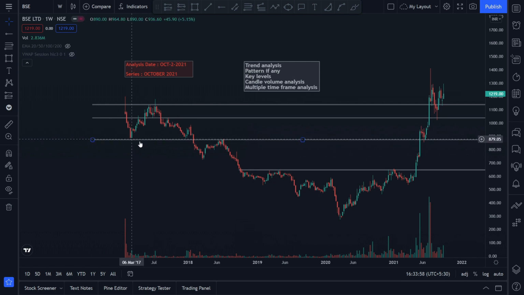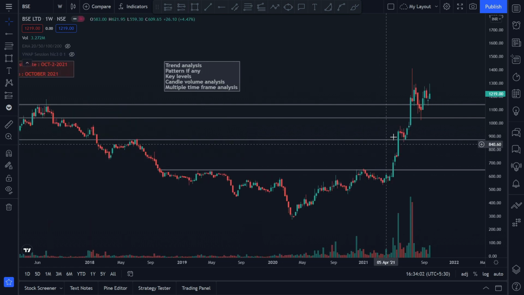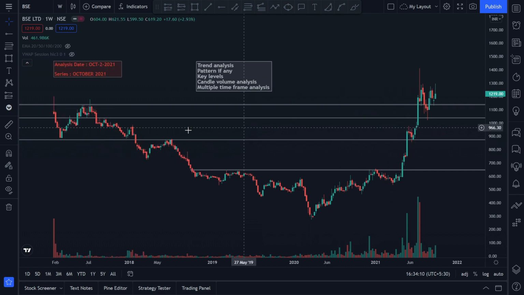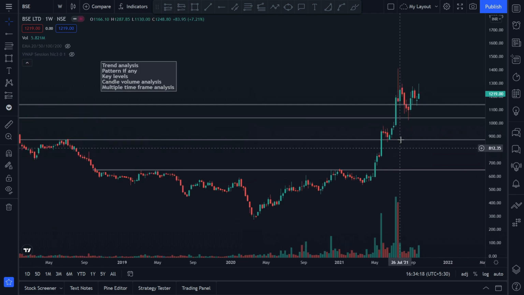It acted as a support earlier, and it acted as a resistance now, and then it broke out of this resistance level, retested, and took support from here. So that is why I say this is a key level, and from here it again took out the other two key levels, because this was a resistance and support. Also, this was acting as a resistance and support. So that is why these two levels were also key levels, and it broke out with a very huge volume.